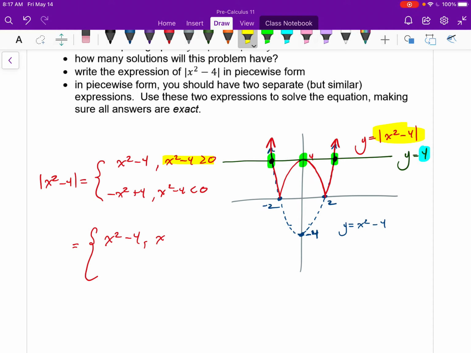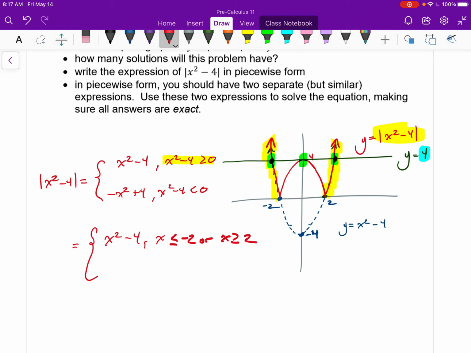And so for x squared minus 4, where is it greater than 0? Where are the outputs greater than 0? Anytime we are less than -2 or greater than +2. I can just see it there. And so this restriction is when x is less than or equal to -2 or x is greater than or equal to +2.